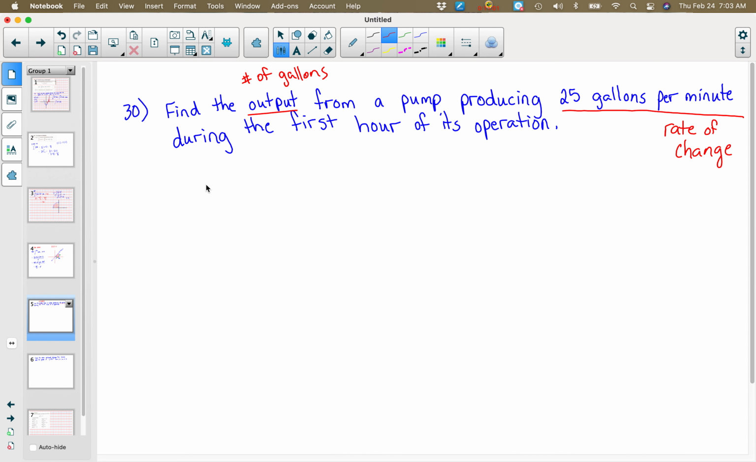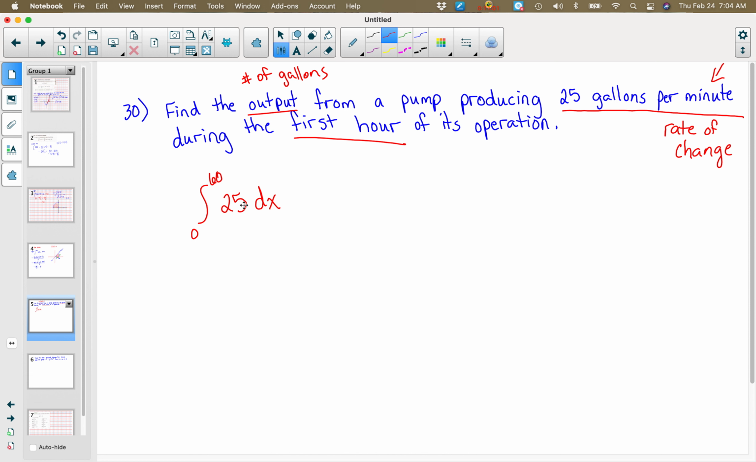So we are actually integrating 25, and I need a dummy variable, so I'm just going to call this dx, and we're integrating over the first hour of its operation. However, pay attention to the fact that my rate is in minutes, so I need to have this first hour represented in minutes. So it's going to be from minute 0 to minute 60. So this is what I want to integrate.